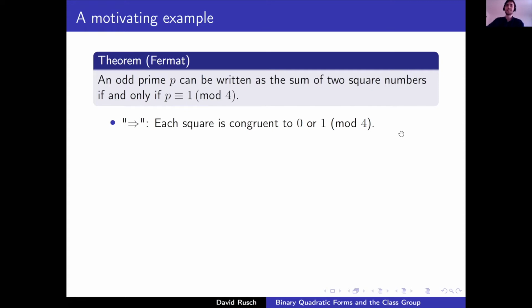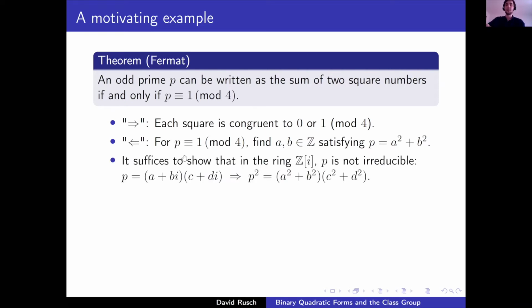Okay, and for the other direction, it's trickier because we want to find two numbers such that P is the sum of their squares. And there's not really an obvious way how to find these numbers. But if you play around with the problem, you maybe get the idea to factor it in the complex numbers, and this might lead to the very useful observation that it suffices to show that in the ring of Gaussian integers, so this is just Z adjoin i, the number P is not an irreducible element.